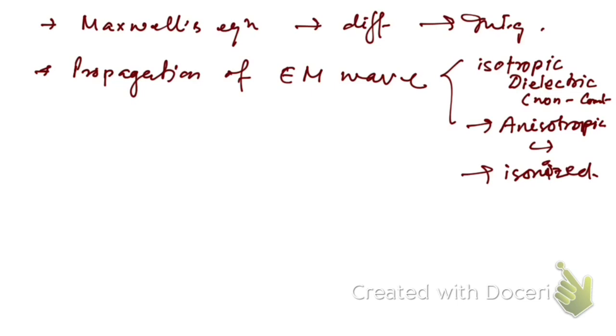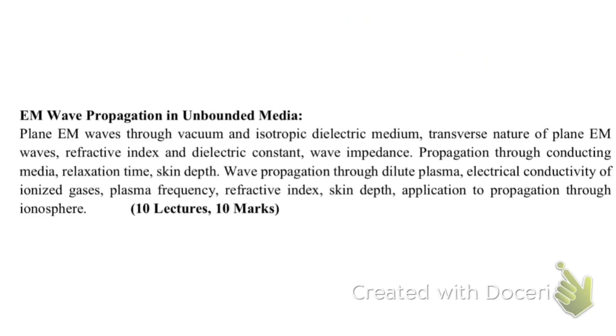Then I think propagation in a conducting medium is also there. Let me check the syllabus. Just give me a second. So here you see: EM wave propagation in unbounded medium. EM wave through vacuum, so you can say free space, and isotropic dielectric medium. It may also be asked that EM waves are transverse in nature.